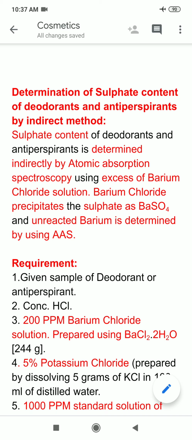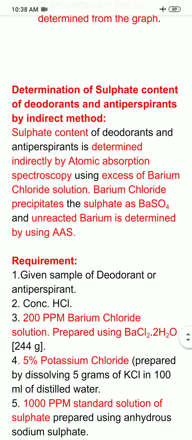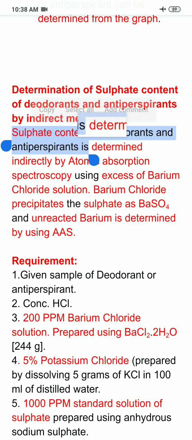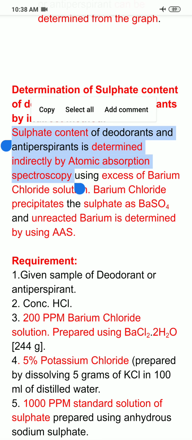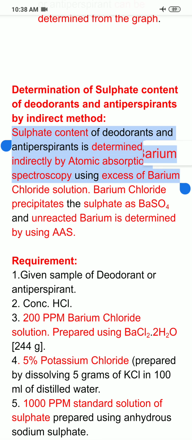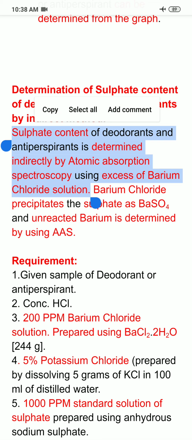So students, our today's topic is determination of sulphate content of deodorants and antiperspirants, and for this we will use indirect method. So sulphate content of deodorants and antiperspirants can be determined by using atomic absorption spectroscopy employing the use of excess of barium chloride solution.